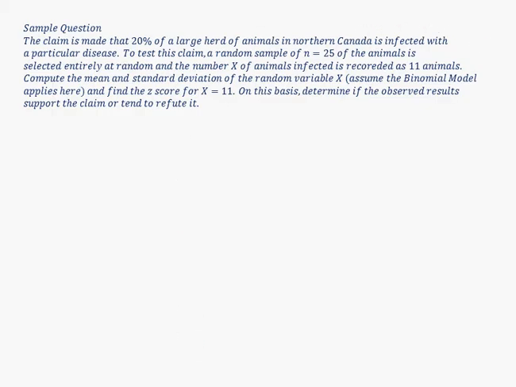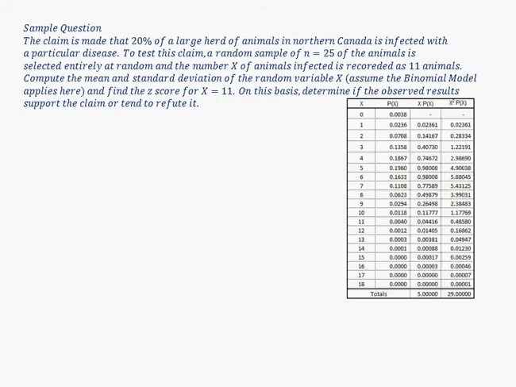Now we want to look at the case where we have 25 animals in the north. It's expected that 20% of the herd is infected, and we take a sample of 25. We find that 11 animals have this infection, and we want to look at the likelihood of this happening. Here's the probability distribution of X based on n equal 25, p equal to 0.2.